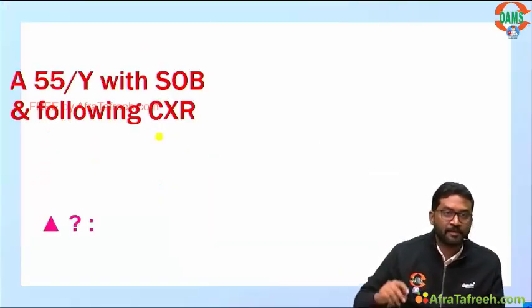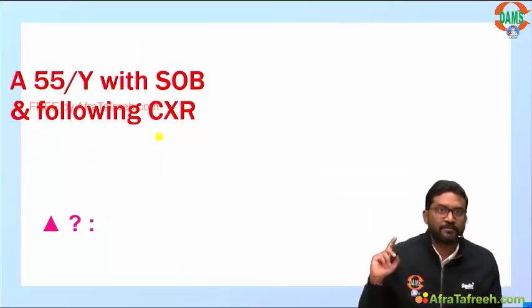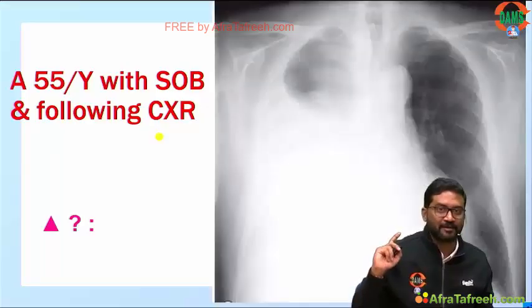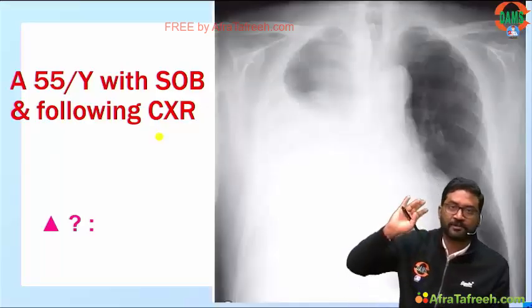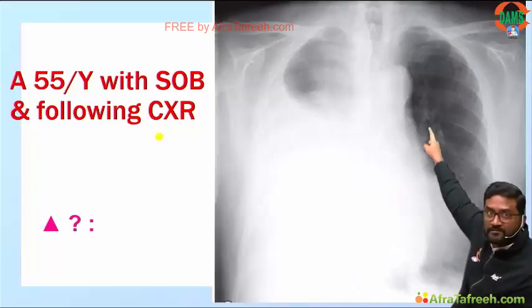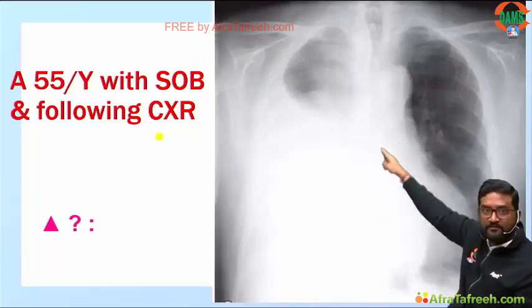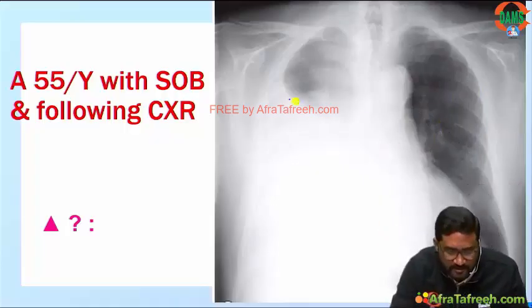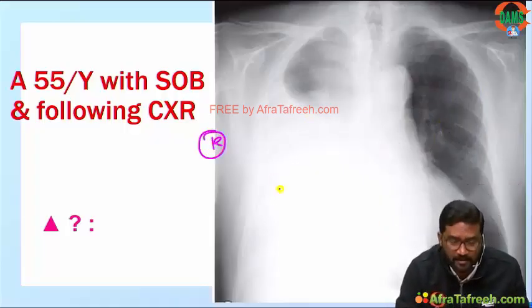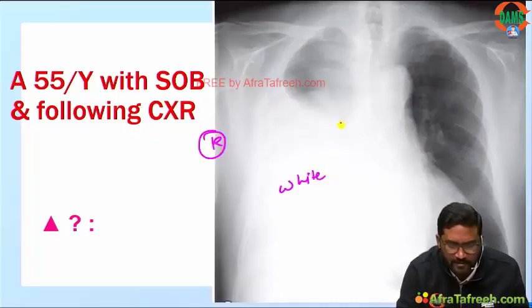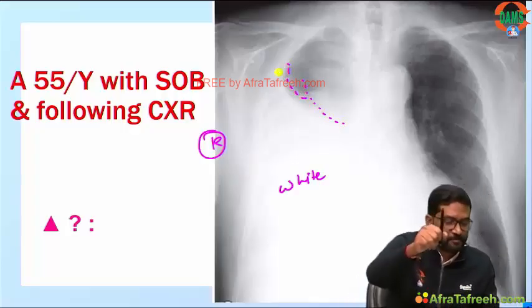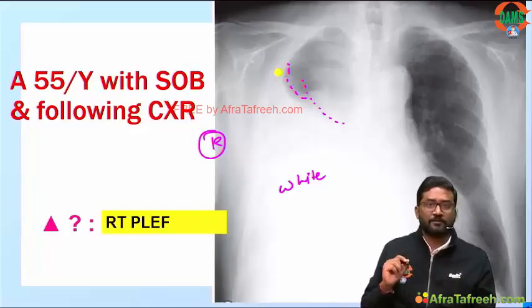Then coming to a 55-year-old with SOB and the following chest X-ray. So what do you see in this chest X-ray? Come on, students, I'll be very happy if you label this chest X-ray. So there is a tracheal shift. Your heart is extremely towards the left. And you can see on the right, a whitish abnormality with a meniscoid fluid level. So this is a pleural effusion, a right pleural effusion.